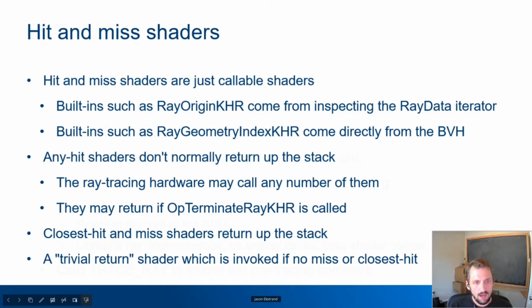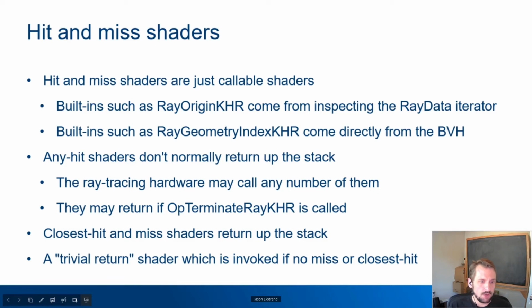Any hit shaders are kind of the same. They have the same built-in stuff where they pull it out of the ray data, the geometry index. But the any hit shaders don't actually return up the stack. The reason for this is because the hardware might call any number of them. So we can't actually return back up to the calling shader until we have gotten to the end of our trace ray. And so the any hit shaders just do their thing and exit, and then the ray tracing hardware continues. The one edge case here is if somebody calls op terminate ray, then we do actually return up the stack, because at that point, the ray trace operation is done. We want whatever stuff came out of that any hit shader.